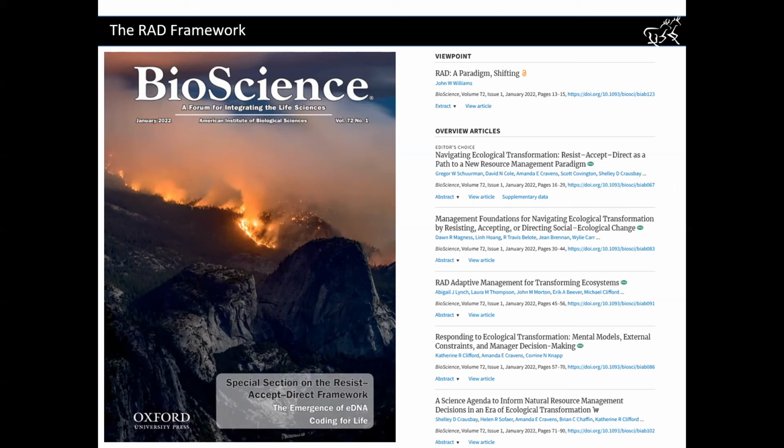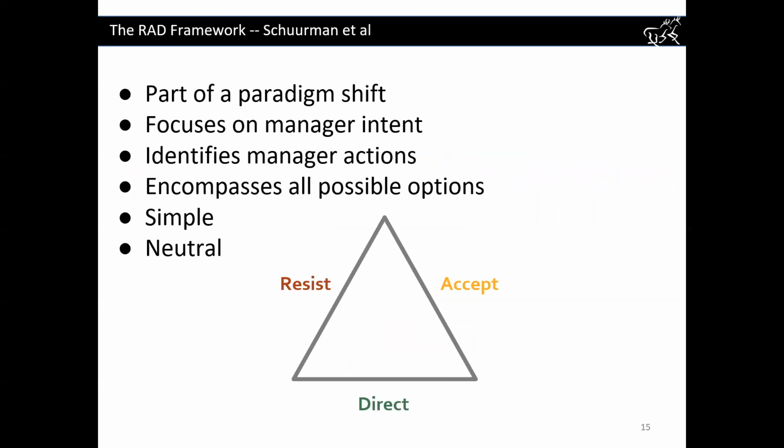This came out in January of this year. And there's 5 different papers plus a little intro viewpoint paper that explore multiple different facets of the RAD framework. So the first paper by Schuurman et al. really talks about RAD as part of a paradigm shift.